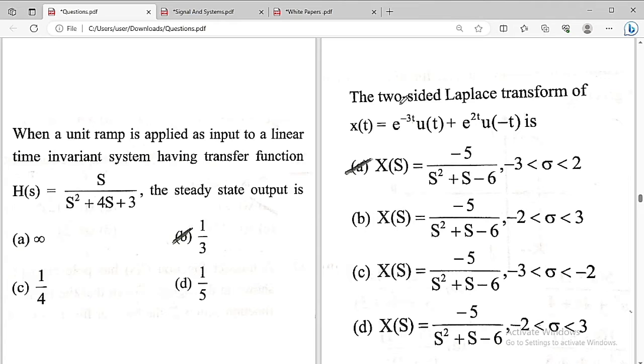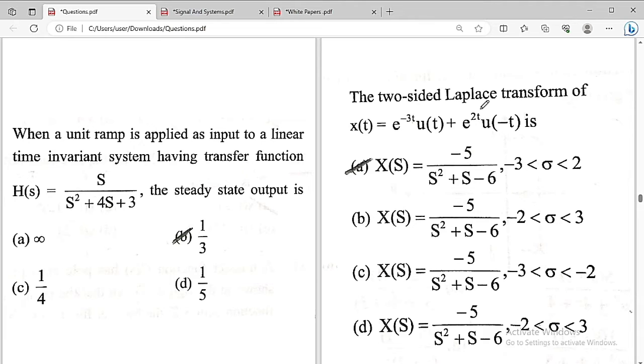So we have to find the two-sided Laplace transform. What's the meaning of two-sided Laplace transform? We can also say bilateral Laplace transform. Two-sided means the integration over time goes from minus infinity to plus infinity. One-sided means the integration goes only from t equal to 0 to t equal to infinity.